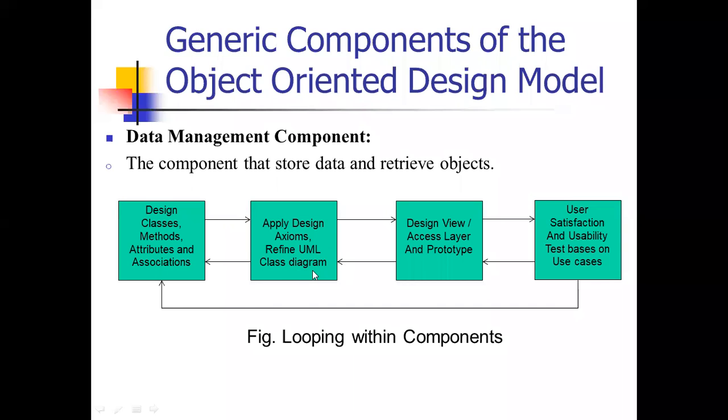Then after analyzing, we design the view, access layer and prototype. Based on that, we test the model or design for user satisfaction, then usability tests based on the use cases. You can see they are all connected to each other. This is the looping within the components: this one is for the problem domain, then human interaction, then task management and the data management component.